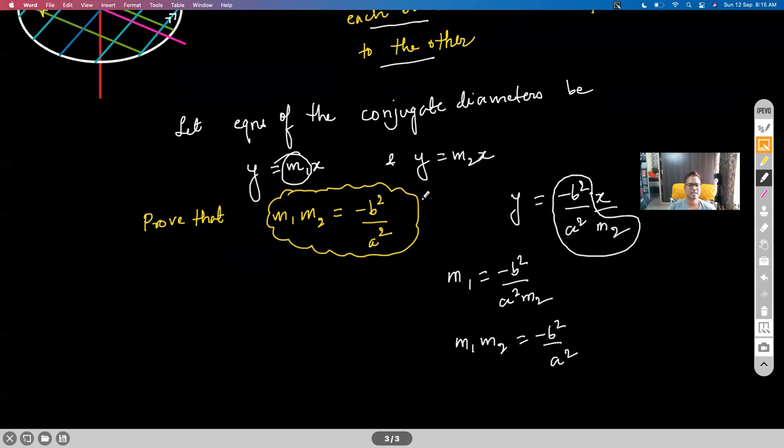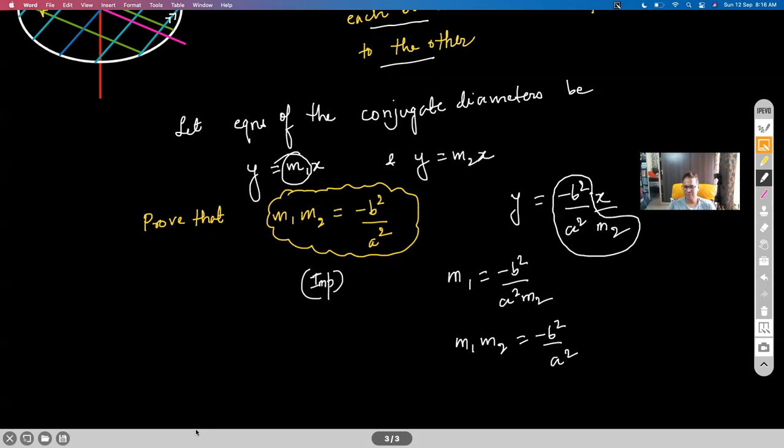Very, very important property. A lot of questions have been framed in JEE Advanced exams based on this. So please note that the product of the slopes of two conjugate diameters, irrespective of the equation of the ellipse, will always be minus b square by a square.